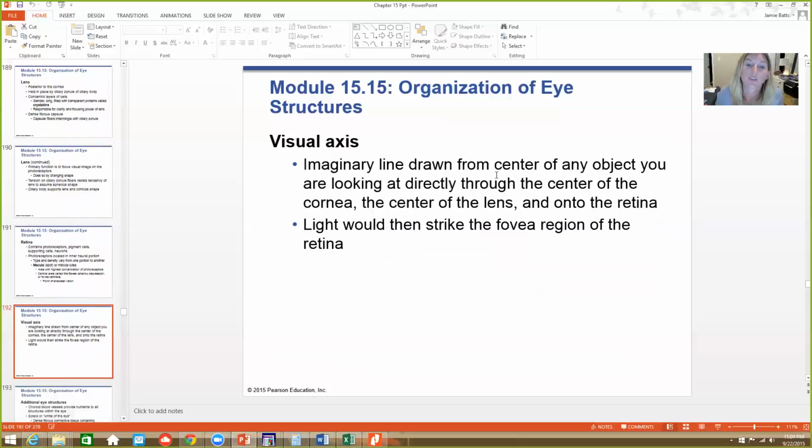So let's talk about this idea of a visual axis. It's an imaginary line drawn from the center of any object you're looking at directly through the center of the cornea, through the lens, and onto your retina. So the light would then strike the fovea region on the retina. Exactly what I was just explaining.